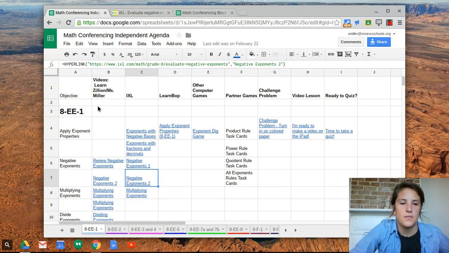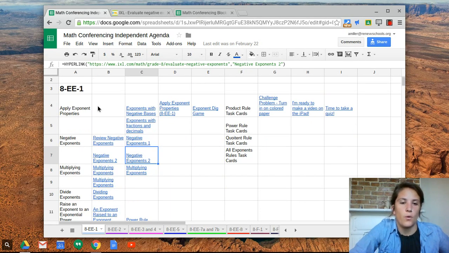So what students do is they work on one standard, the standard that they choose to work on. They usually take about a week and a half working on the same standard.